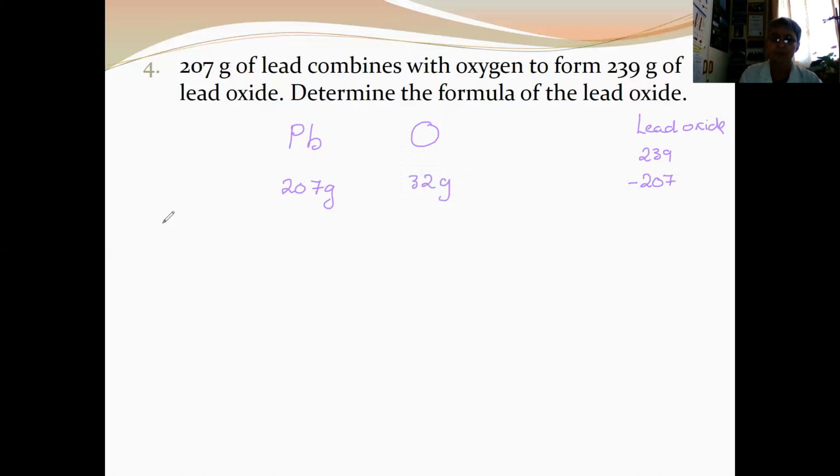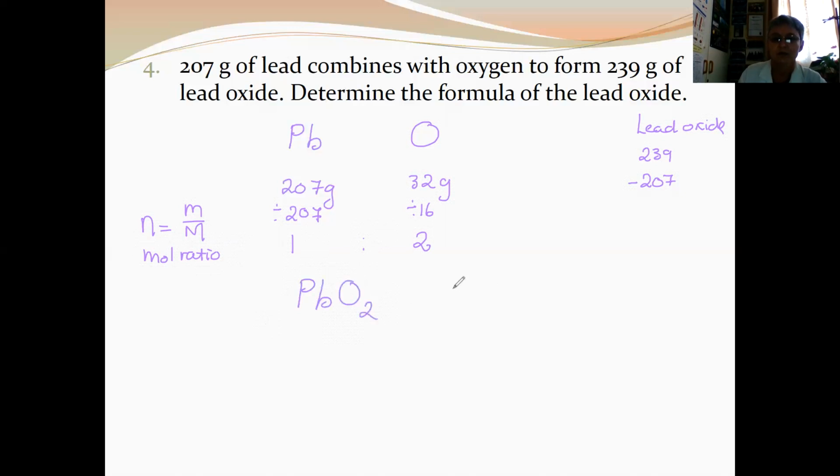The mass we need to change into mole by dividing the mass of this element by the molar mass of the element. Lead's molar mass is 207, so this one I divide by 207, so I get 1. And this one's mass I divide by 16. Oxygen's mass divided by 16, you get 2. So the mole ratio sometimes works out nicely into integer values.